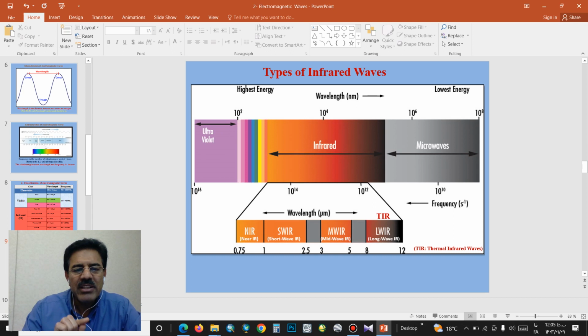NIR is located between 0.75 to 1 micrometers. SWIR is located between 1 to 2.5 micrometers. And MWIR includes IR between 3 to 5 micrometers, TIR 8 to 20 micrometers.